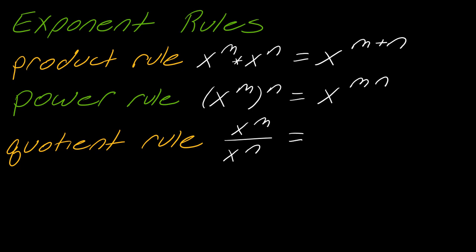Okay, and then for the quotient rule, so if I have x to the m over x to the n, so the idea here is that I would take m minus n, so the top minus the bottom. Now, this doesn't always apply. I'll show you some examples in a few minutes, but for now, let's just say that's the rule.